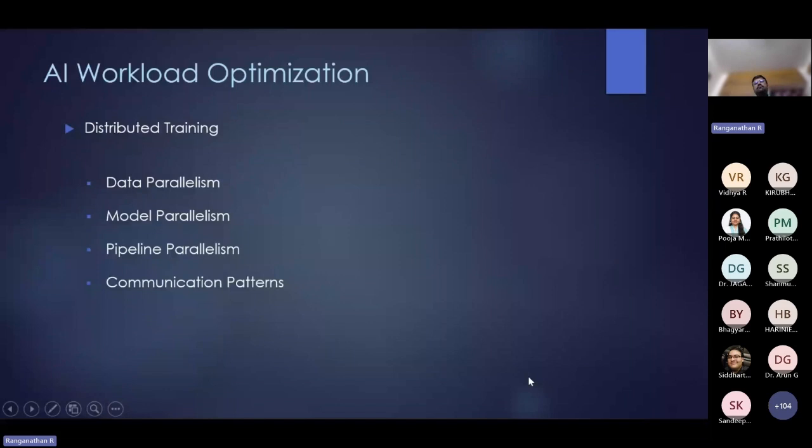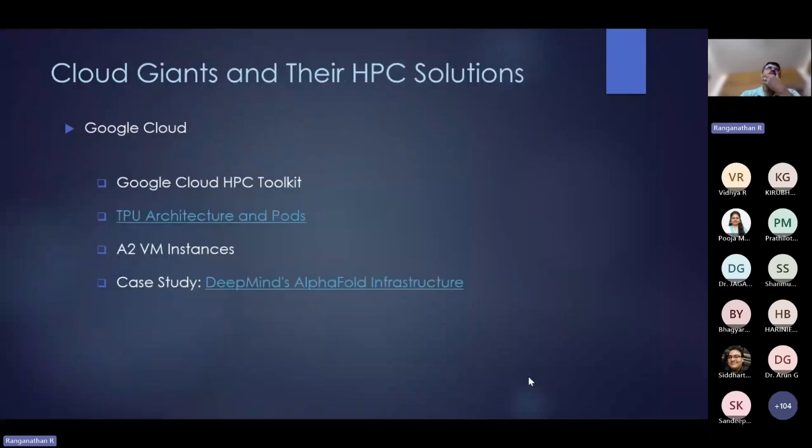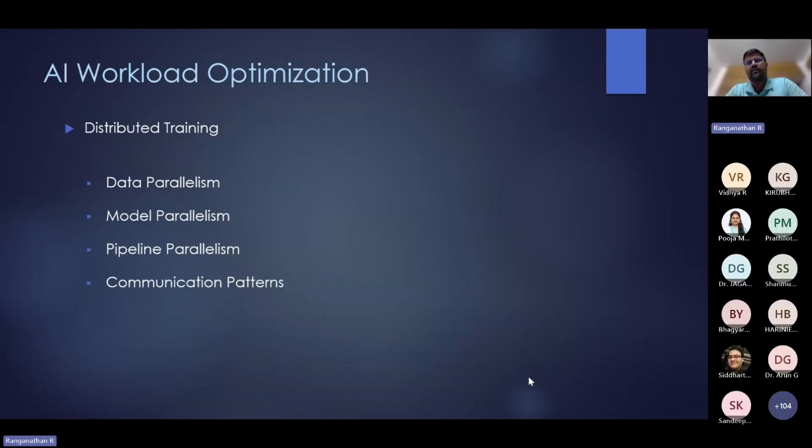So those are some good examples that I wanted to talk about in terms of what some of the leading hyperscalers are doing, right? And what are some of the other important concepts we need to keep in mind when it comes to high performance computing? Like I said, training is a standout feature for them. Distributed training is a very important concept for them. And within distributed training, you have a lot of concepts like data parallelism, model parallelism, pipeline parallelism, and communication patterns, right?